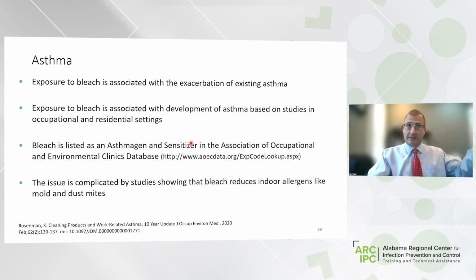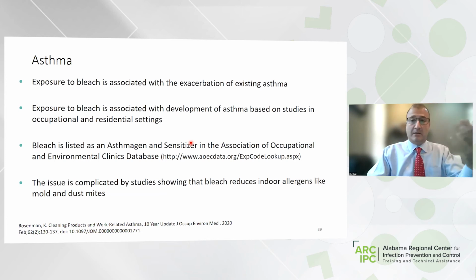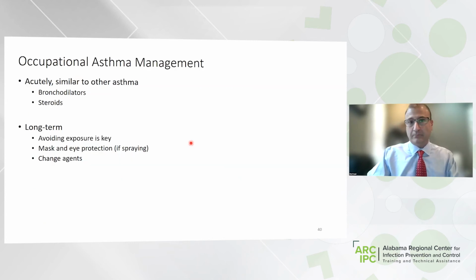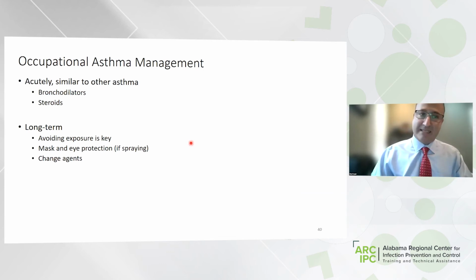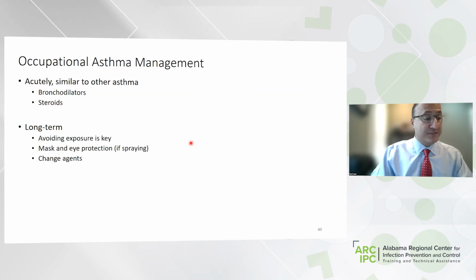This is complicated by studies that show the opposite, that bleach actually reduces indoor allergens like molds and dust mites, and therefore decreases the incidence of asthma. Which we know, dust, dust mites and mold can induce asthma. So again, this is a complex issue, but the bottom line is the management is the same as asthma, with bronchodilators and steroids when needed, and again, avoiding the exposure. And when using this, use a mask, eye protection, and ventilate the room. Do not spray these if you can, because then you cause more respiratory exposure, and potentially look for alternative, safer agents.